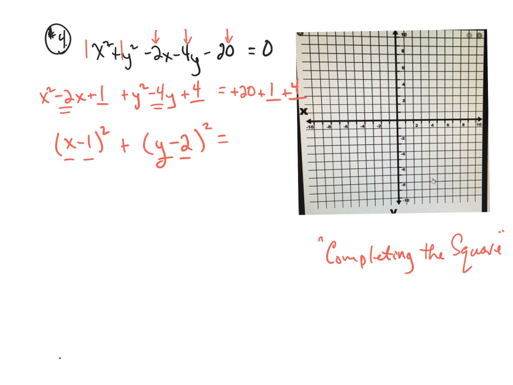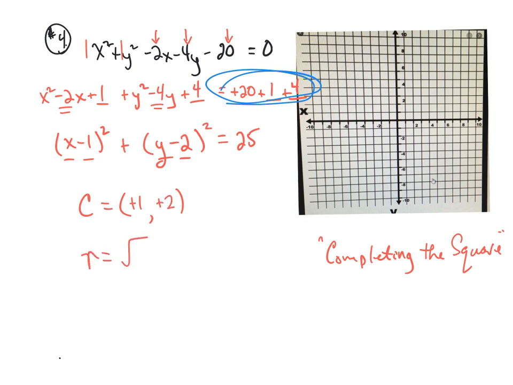Now to finish off this step, let me change colors here, let me select blue for a second. We have to finish off this step by adding those three numbers together. 20, 1, and 4 is 25. And now we have the equation in standard form. So now everybody should be able to tell me the location of the center, remembering opposite signs. For the x, the opposite of -1 is +1. And for the y, the opposite of -2 is +2.